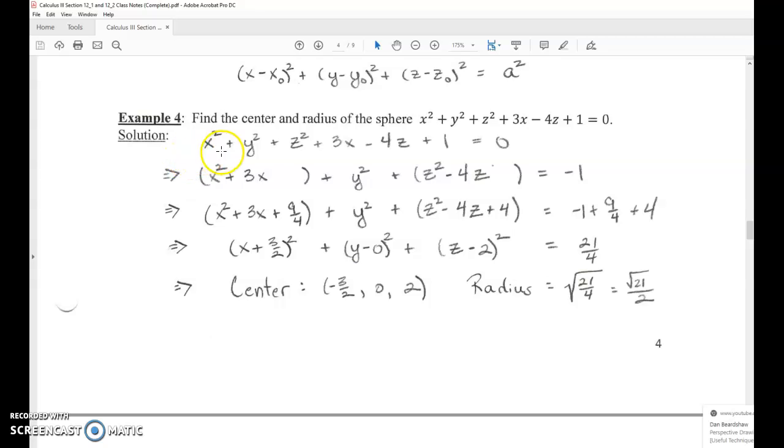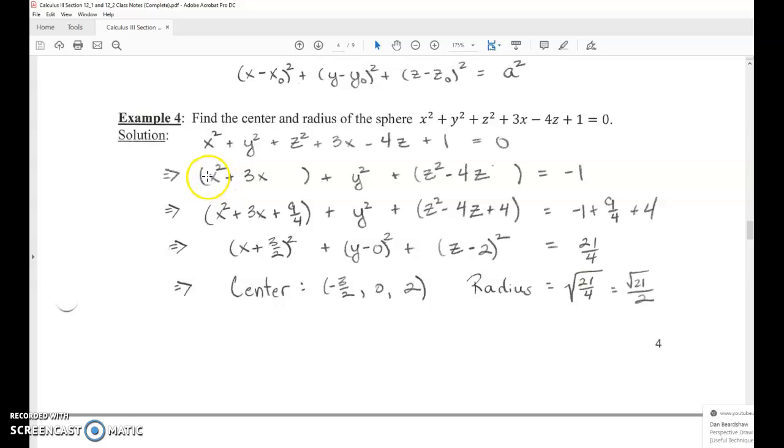We have x squared plus y squared plus z squared plus 3x minus 4z plus 1 equals 0. First of all, put all the x's together, x squared plus 3x, all the y's, we just have y squared, and all the z's, z squared minus 4z. Bring any constants to the other side, so subtract 1 from both sides, which equals minus 1. Then we complete the square.